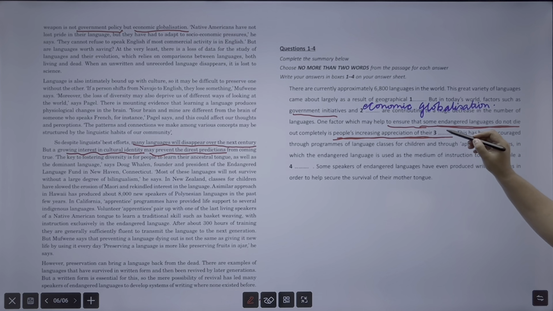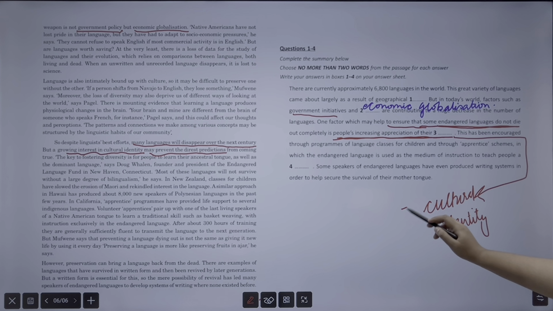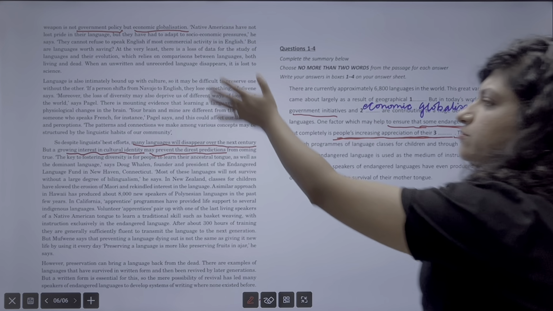So the answer here would be cultural identity, right? So people's increasing appreciation of their cultural identity. That would be the correct answer. And remember, you have to pick the same words from the text. So this would be the answer for question number 3. Right? And for question number 4, again, I know that the order here follows the order of the text.